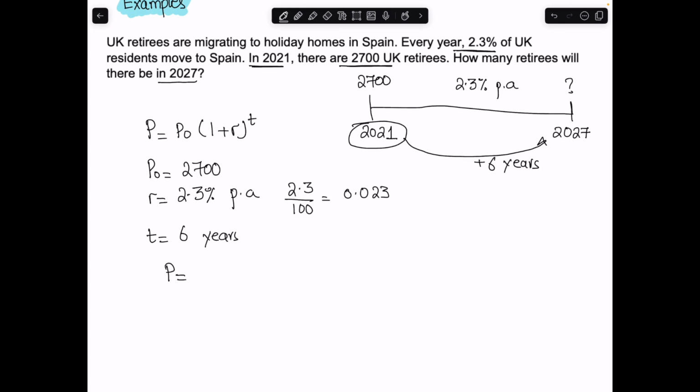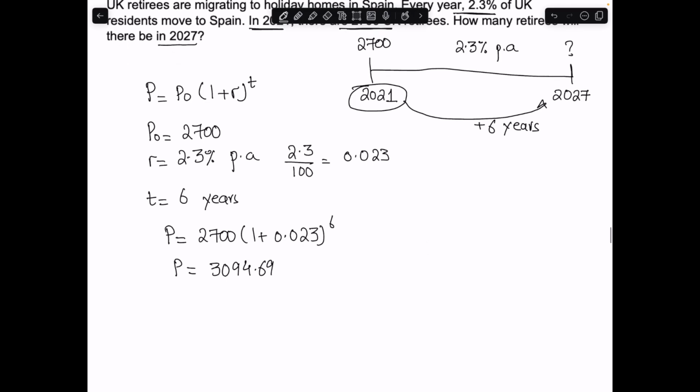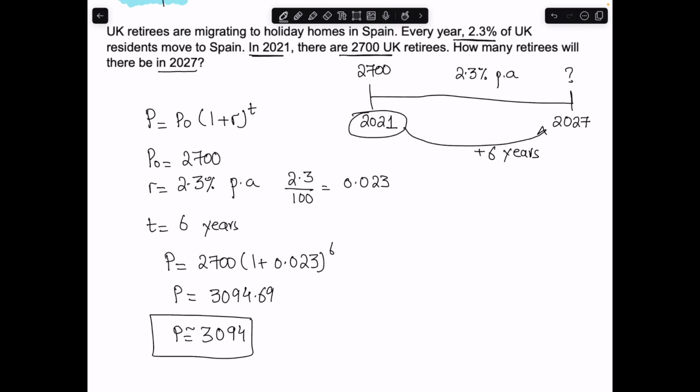We can just simply plug in these values in the formula. P equals P naught, which is 2,700, times (1 plus 0.023) to the power 6. Just substituting, we'll get 3094.69. Again, we cannot round this off to 3095 because 0.69 of a person is no person. So we can say that the population is approximately 3094, which means that at the end of 2027, Spain will have 3,094 retirees at an annual increase of 2.3%.